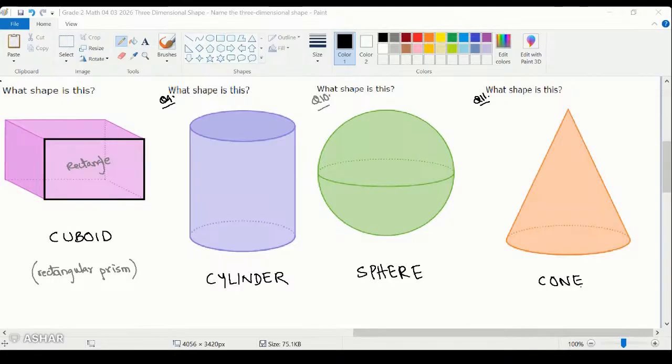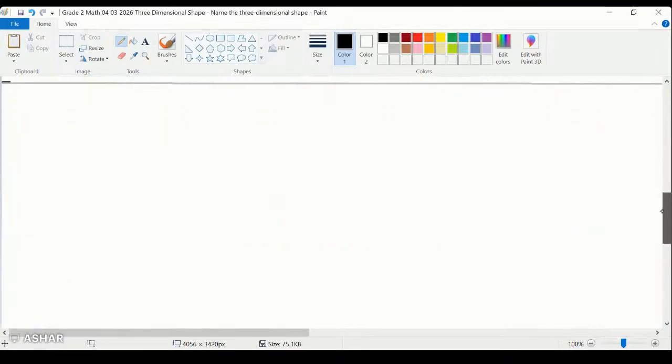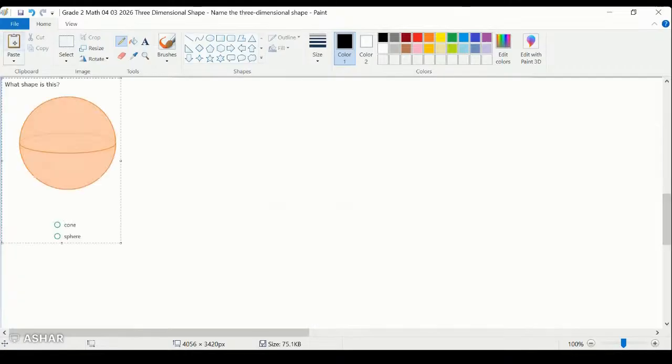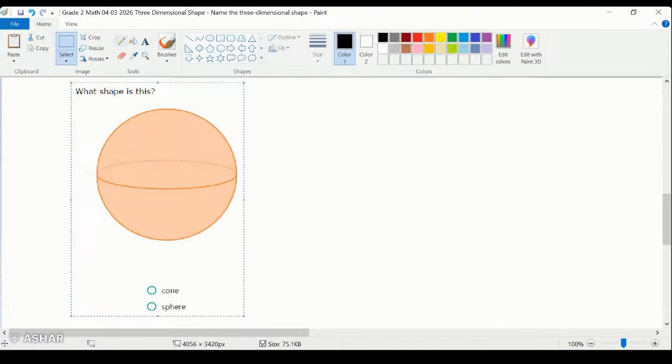Okay, let me start with the test. The first question is this. Question number 1. Can you give me the answer as 1A, 1B? This is 1A, this is 1B. We are doing the test.